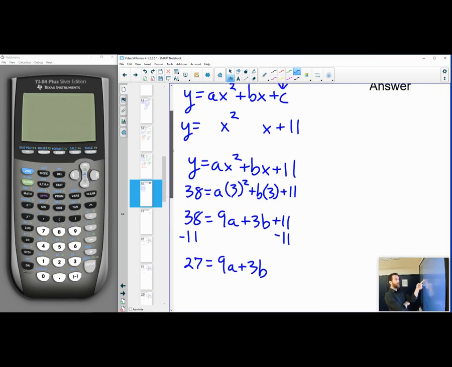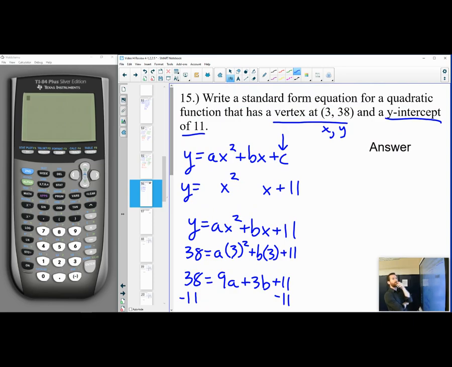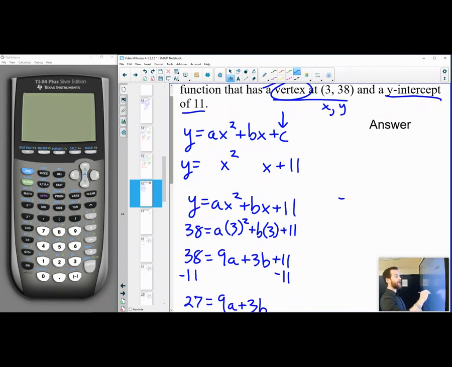That means one way to do this would be to find another equation. I was just about to say we've used all the clues they've given us, but that's not true. The one thing we have not used yet is the fact that (3, 38) is not just any old x and y ordered pair. It's the vertex. And whenever you're working in standard form, you need to always have negative b over 2a right here in the front of your mind. Negative b over 2a equals something.